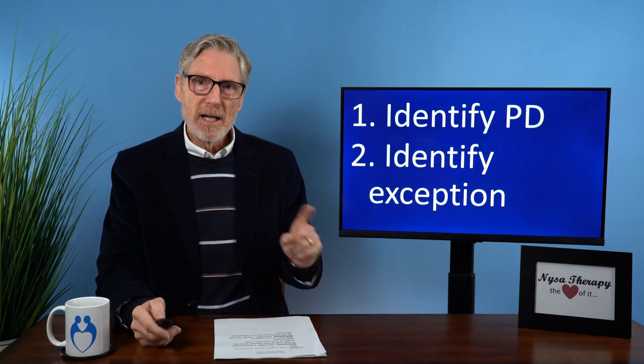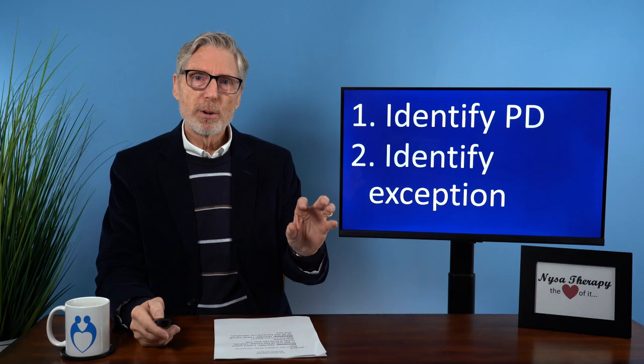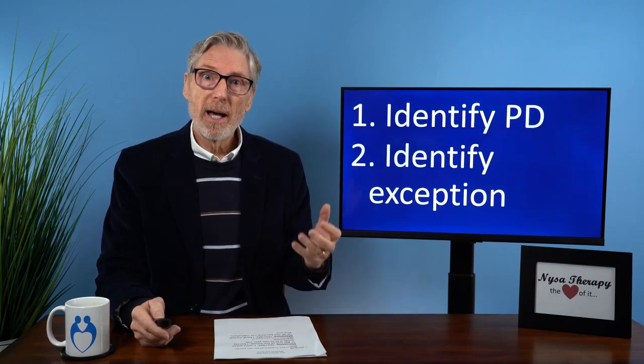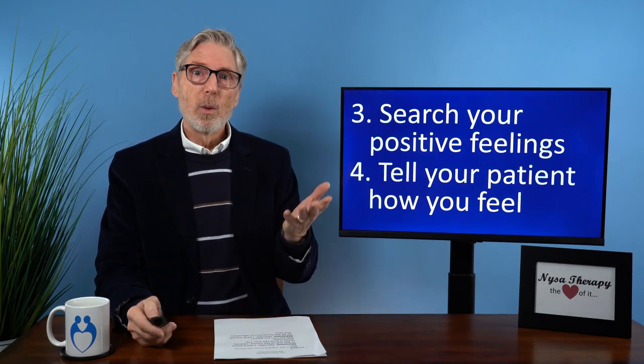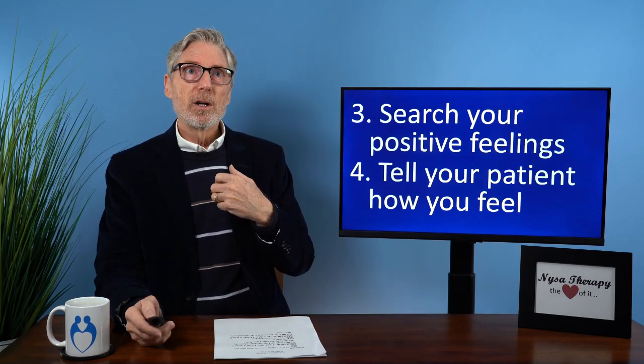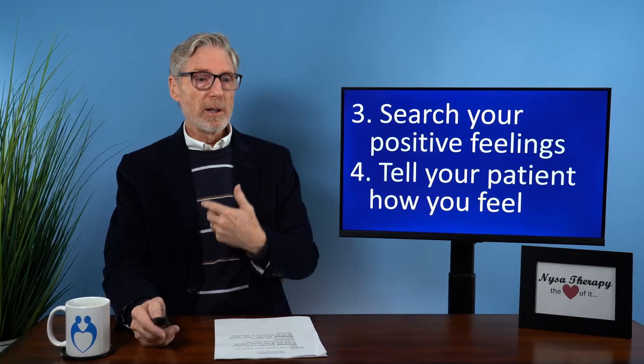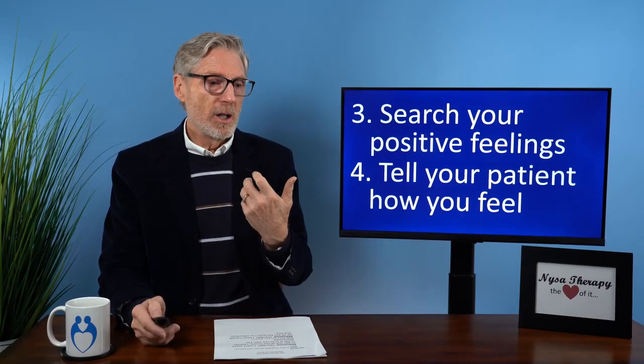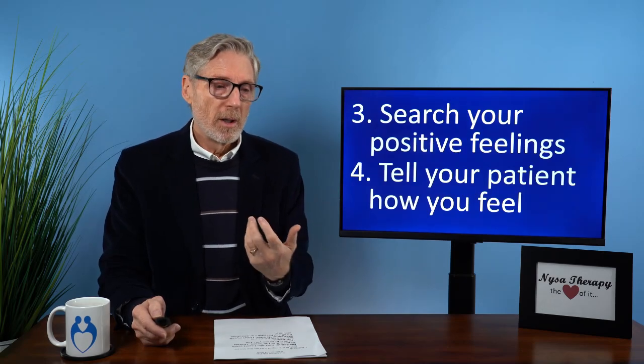Step number 1, identify the PD. Get a sense of what personality disorder you're dealing with at this given moment. Step 2, identify the exception. What's the opposite of that PD? What's the thing that's different than that PD? Number 3, search your positive feelings. When you see that exception and you witness it in front of your eyes and the patient's telling you a story and you hear that they've done something remarkable, well, you're going to have positive feelings. Search those feelings, wonder, understand what it is you're actually feeling.